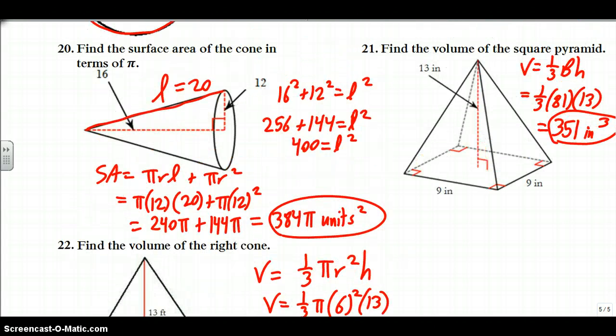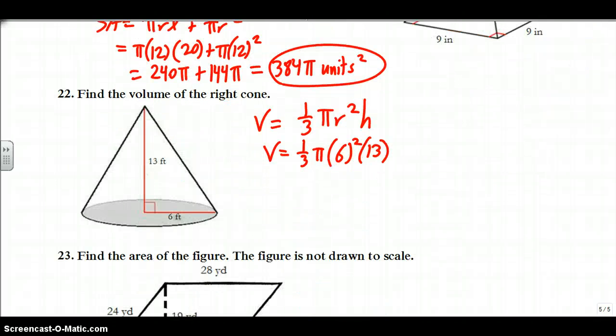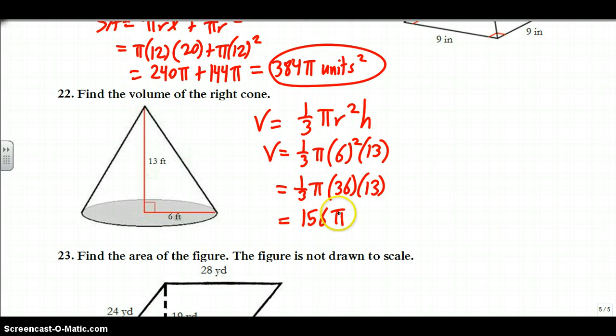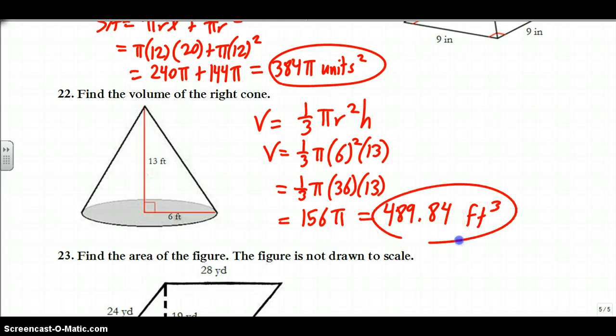What's the height on the pyramid? 13? Oh, it is. Okay. Almost the same size, it's just the radius is different. So this will be 1/3 pi times 36 times 13. This one does not say in terms of pi, so we're going to go ahead and do it. 36 times 13 divided by 3 is actually 156 pi. But since they don't say leave in terms of pi, we're going to take 156 times 3.14 anyway, and we're going to get 489.84 feet cubed, okay?